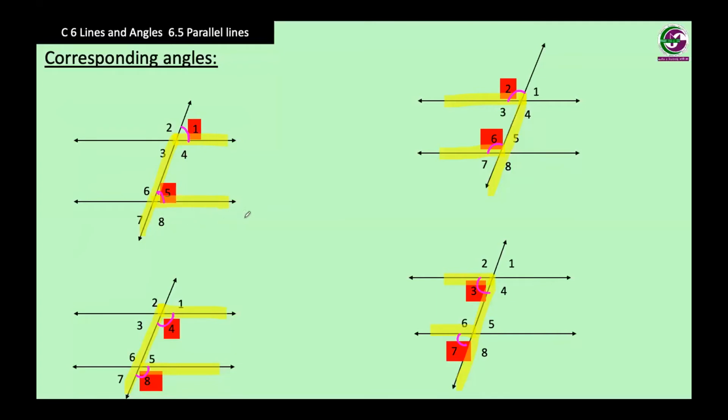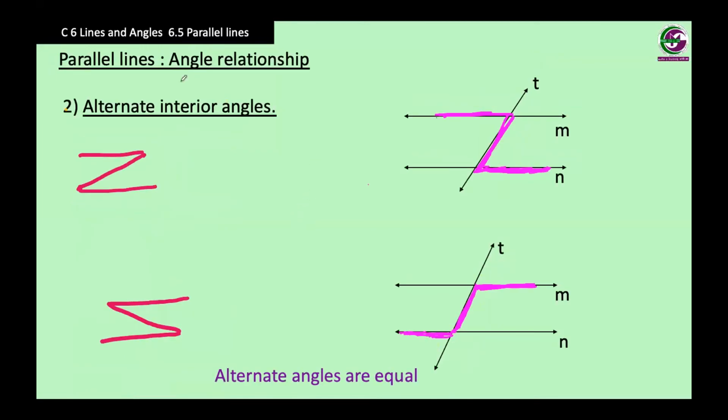Let us move on to the second property of the angles formed between parallel lines. This is called alternate interior angles. Alternate interior angles are also equal, but here we follow the letter Z. You know, from the shape, the Z is formed here. Here you can see the angles which are formed at the turning points are equal.